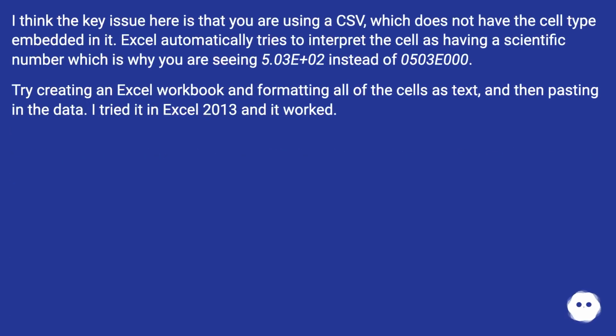I think the key issue here is that you are using a CSV, which does not have the cell type embedded in it. Excel automatically tries to interpret the cell as a scientific number, which is why you are seeing 5.03 times 10 squared instead of 0503E000. Try creating an Excel workbook and formatting all of the cells as text, and then pasting in the data. I tried it in Excel 2013 and it worked.